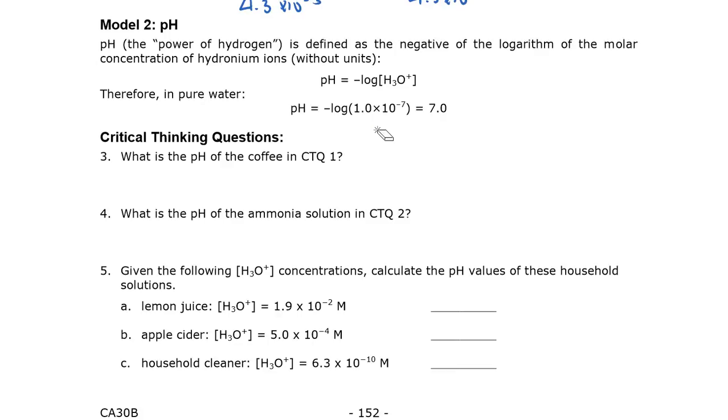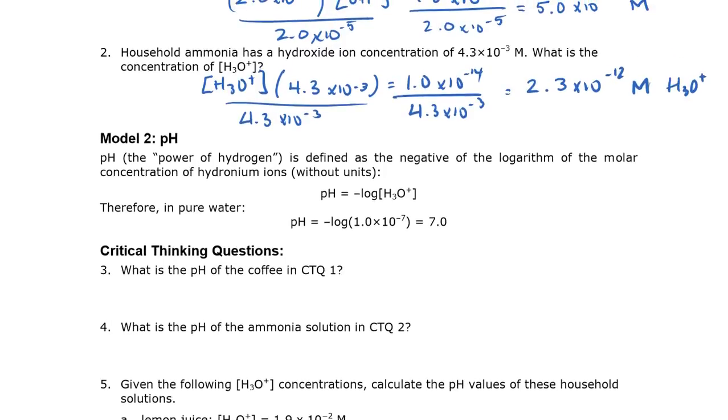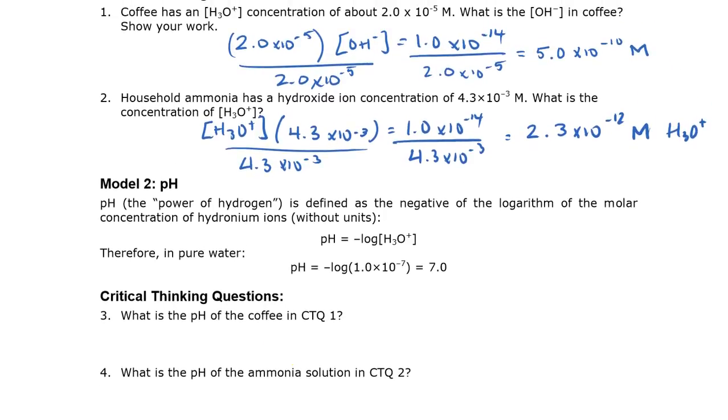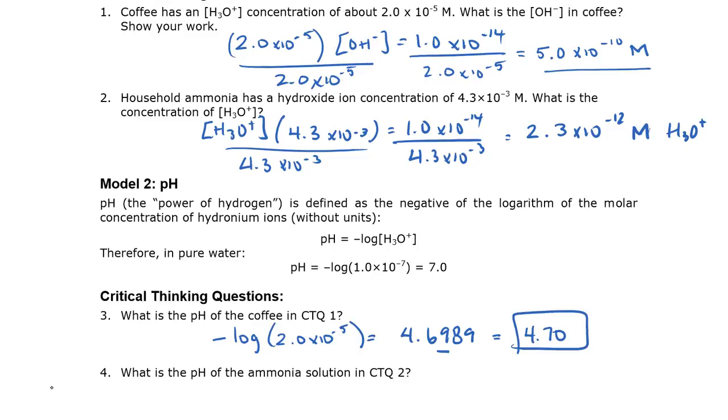Again, you need to be able to work your calculator. So now I'll page back down here so we can see what is the pH of the coffee in question 1. Pause the video and do that now. Pause now. Alright, so did you get 4.70? If you didn't, make sure that you used the hydronium concentration for that, not the hydroxide concentration that we calculated.